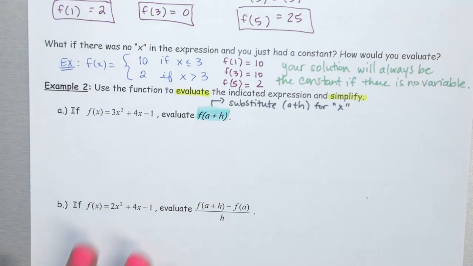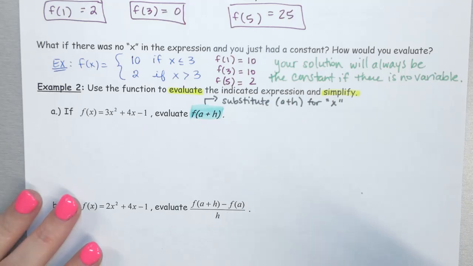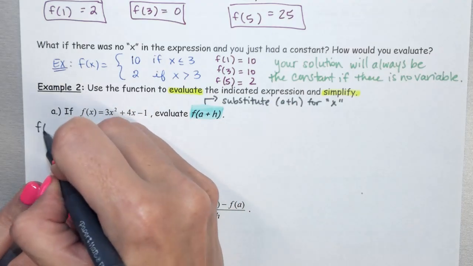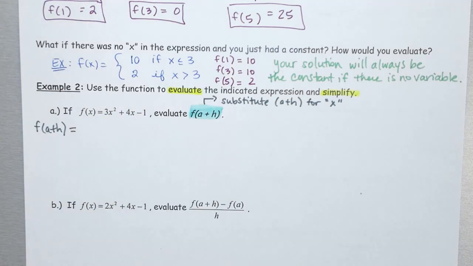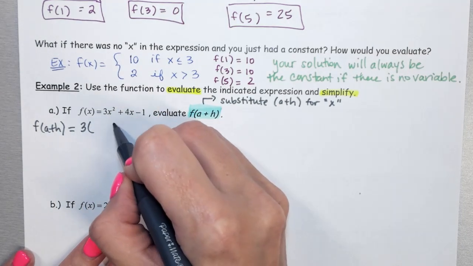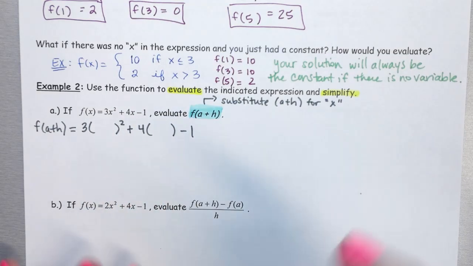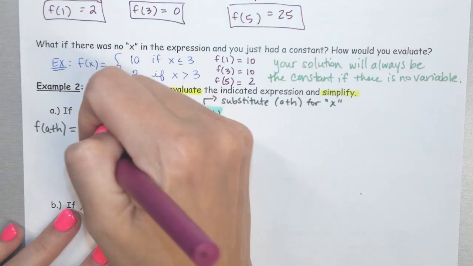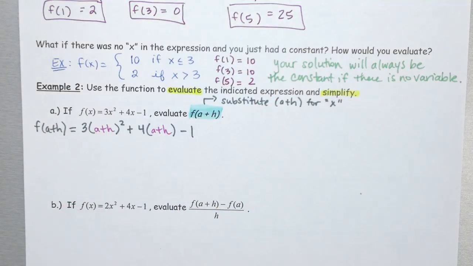Sometimes the x occurs more than once. That means you would plug it in multiple times. So one thing I like to do is write the expression without x in it and with parentheses. So it's 3 times parentheses squared plus 4 times parentheses minus 1. And then I can just go back and plug in my a plus h for x.